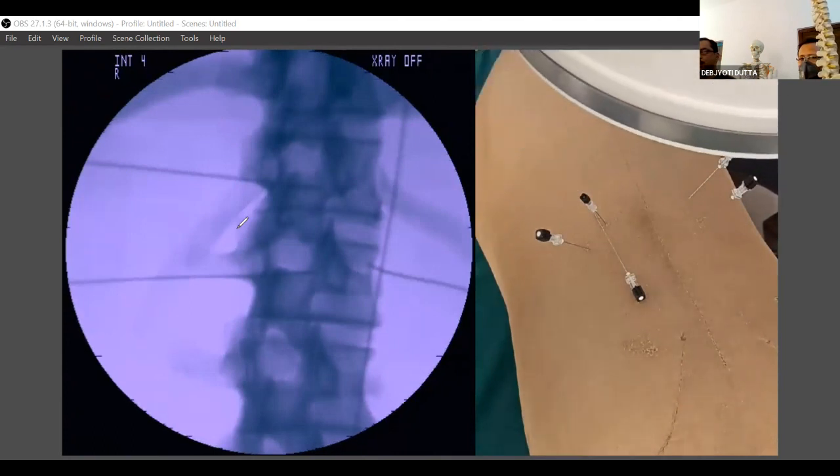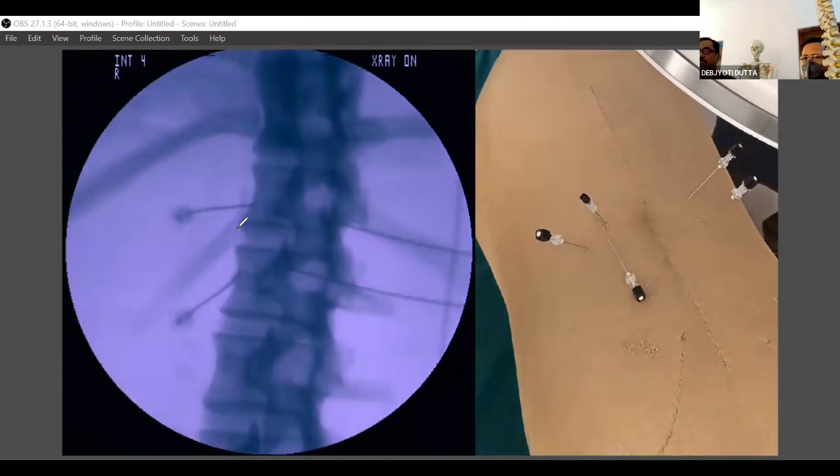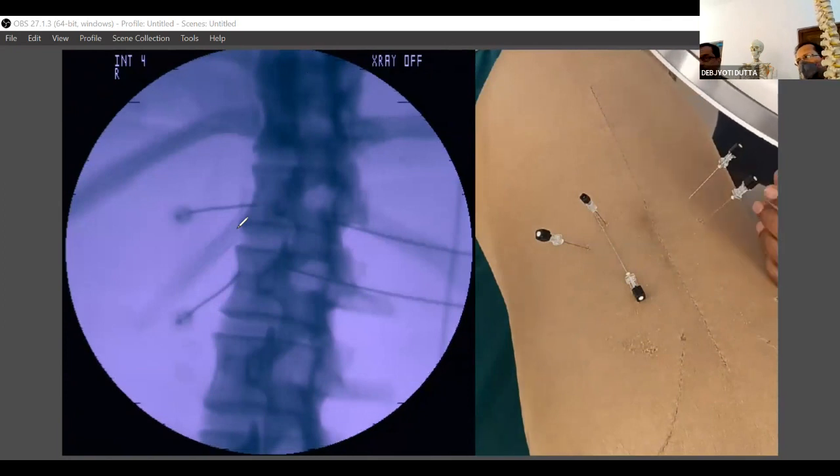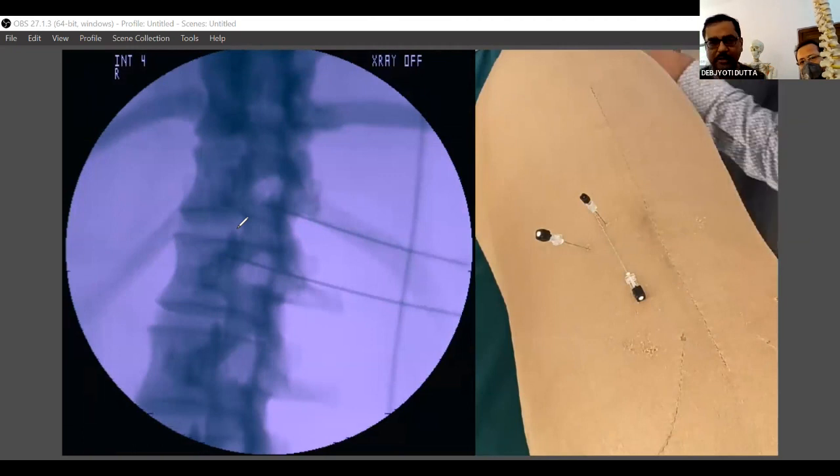You can do both sides, but we do it most on the left side. Why? Because the aorta is on the left side. So that is the reason why we will be doing the aorta. I am taking off this needle, otherwise he will be having this. These 2 needles I am taking off. So now look here.